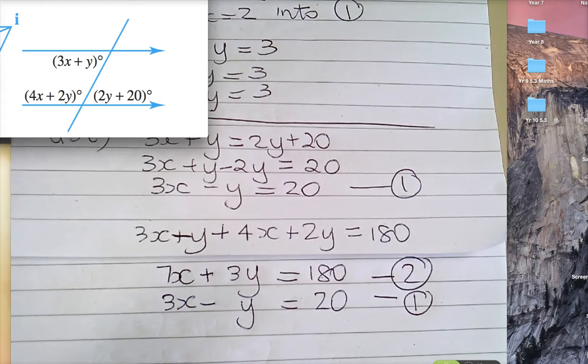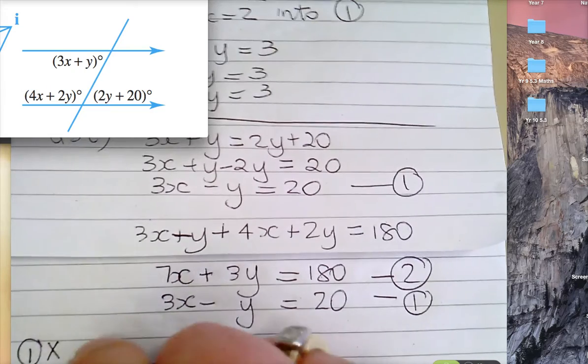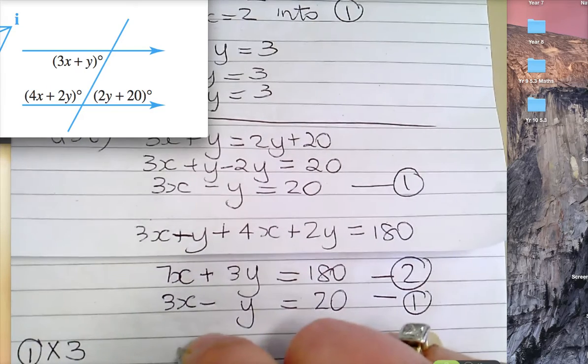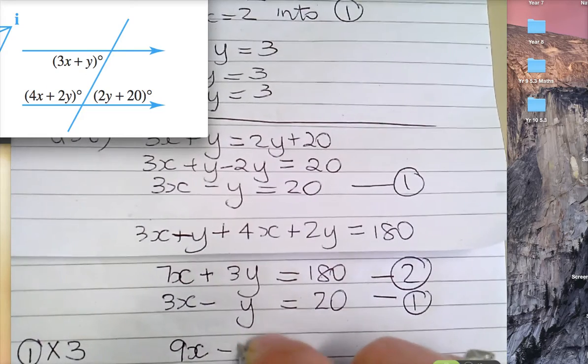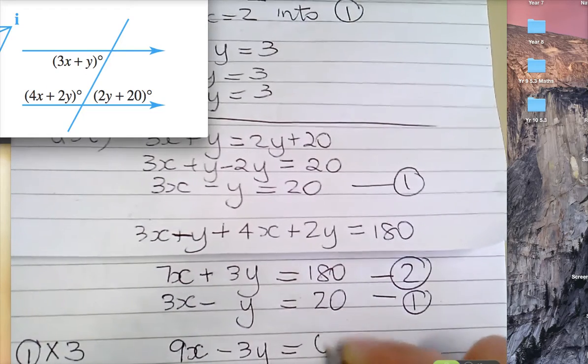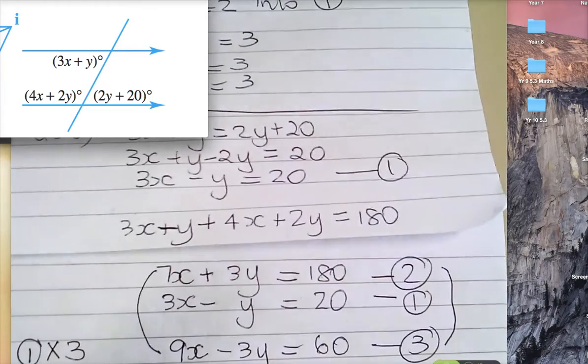I mean, you don't have to. You can multiply the second. Actually, no. I want to eliminate because I just want to. And I know it's easy to substitute, but I want to eliminate. So I want to make the y's the same. What am I going to do? Equation 1 times 3. What do you get? 9x minus 3y is equal to 60. So that's equation 3. So now we're going to use 2 and 3.